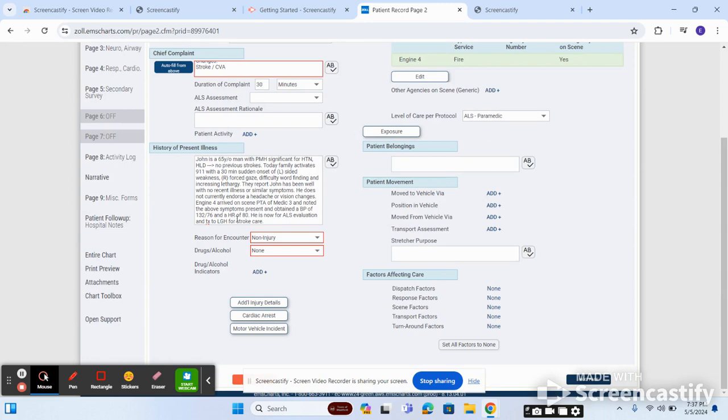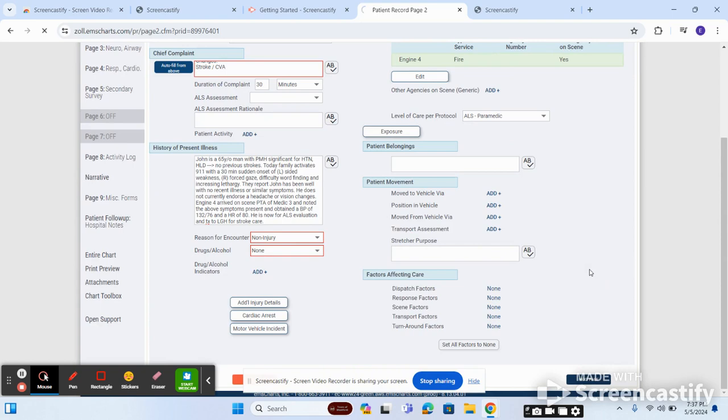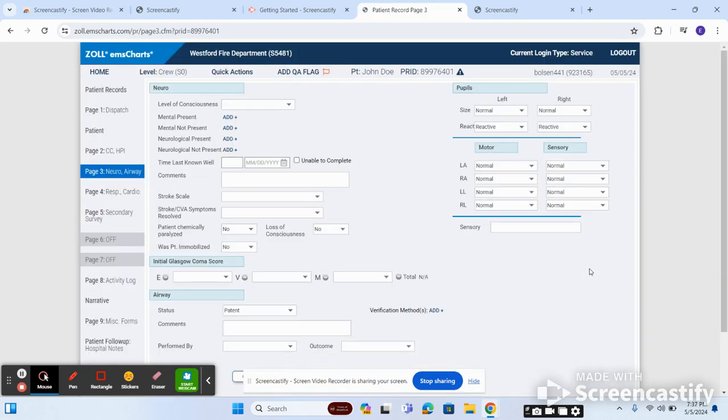And because we put in a pretty moderate amount of data into here, we're going to hit next page. Remember to always change your page, whether it be going forward or backwards. Either way, it doesn't matter. But by advancing the page, it is going to ensure that all of your data is saved.